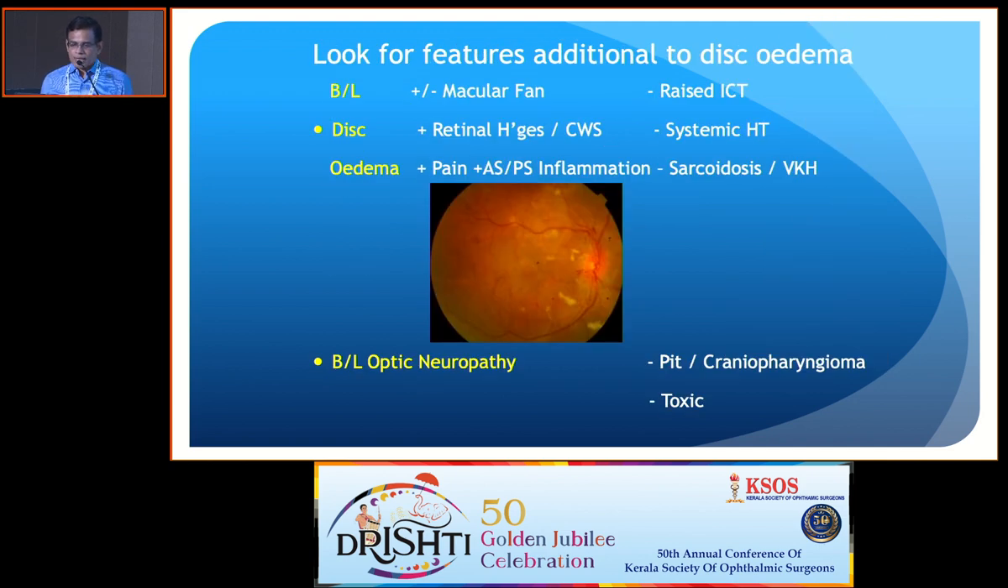In the case, again, bilateral with a macular fan, you're thinking raised ICT. This is the case you can see here. This presented with disc edema, blurring in the right eye. You can see a disc edema, and you can see the extensive cotton wool spots and a few splinter hemorrhages.